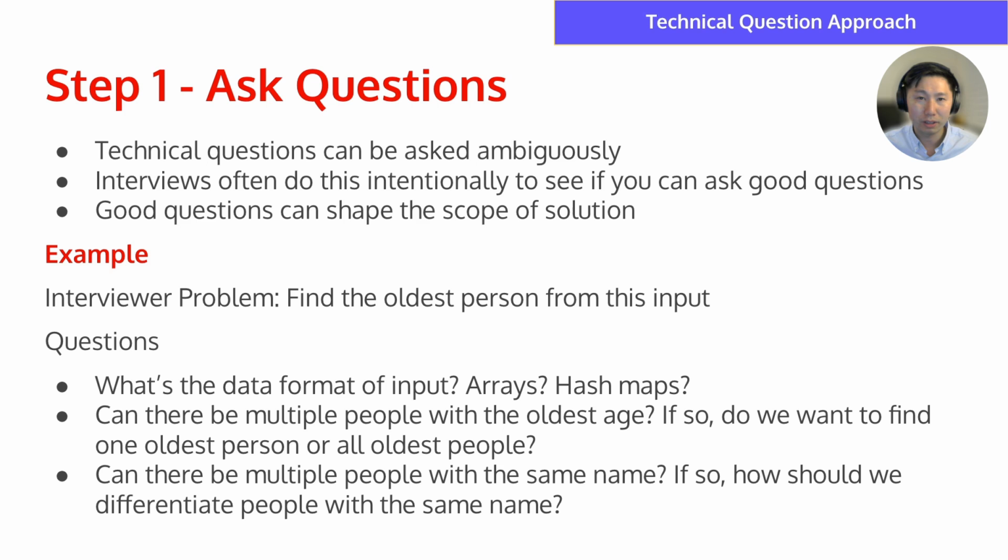From this question, you can also follow up with multiple clarifying questions, such as, what is the data format of the input? Is it arrays? Is it a hash map? And you can also see whether you need to handle edge cases, such as, can there be multiple people with the oldest age? If so, do we want to find one oldest person or all oldest people? Or another clarifying question can be, can there be multiple people with the same name? If so, how should we differentiate people with the same name?